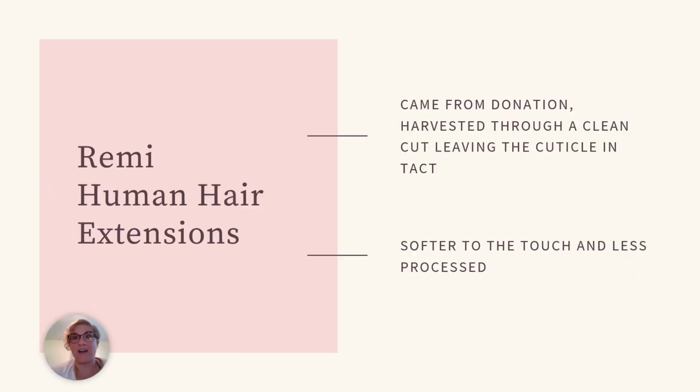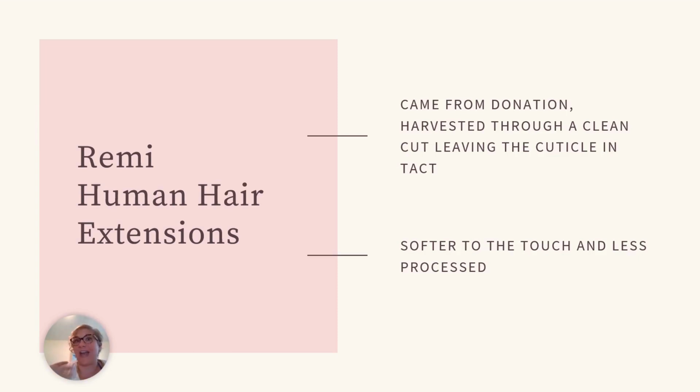So Remy hair is human hair. Let's be clear. Remy hair is human hair. However, Remy hair came from an actual donation, which means they cut it and the cuticle is perfectly intact, okay? So that leaves that cuticle layer nice and shiny and strong. It's not been processed. It's not dipped in silicones. It's not dipped in anything. So it looks like perfectly natural hair because it is.